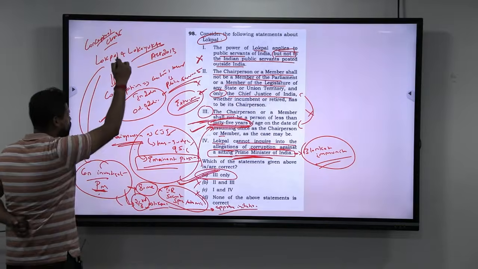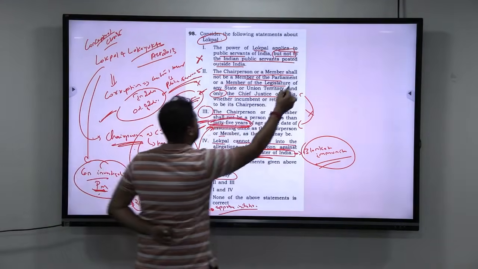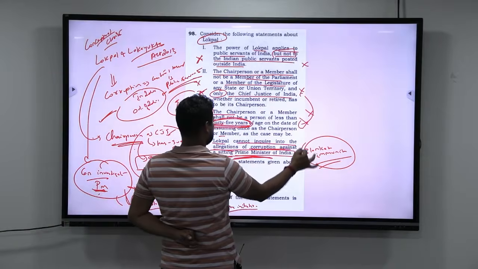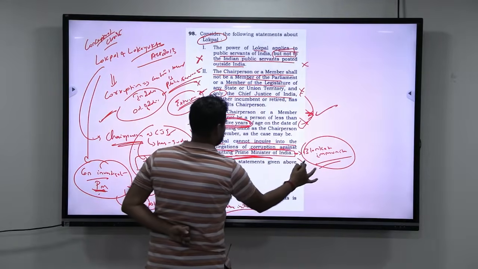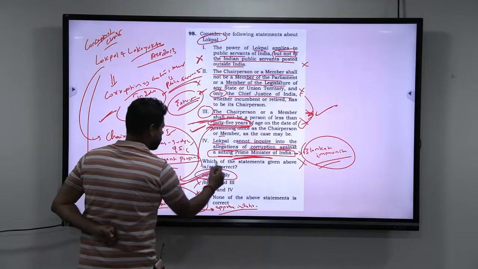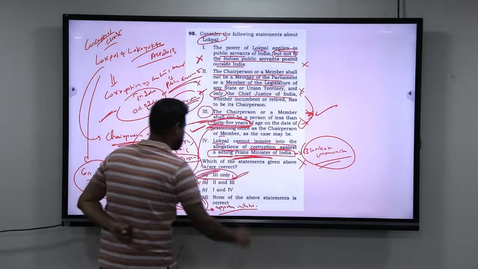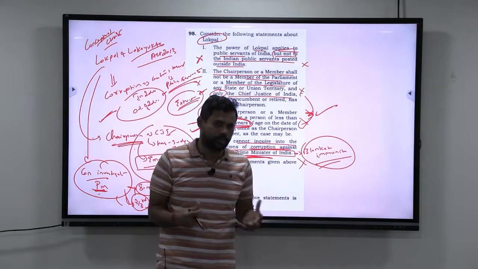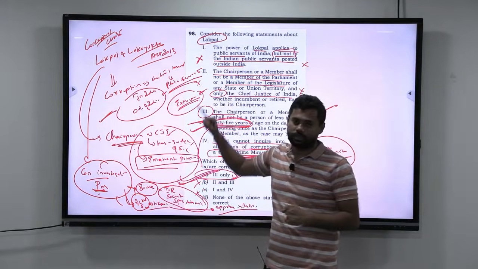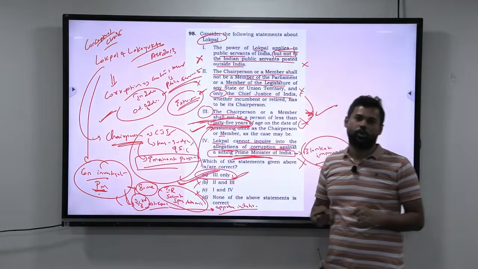Okay, so through conceptual clarity, I can deduce that this is wrong, this is wrong, this is wrong as well, sorry, the third statement is correct and the fourth statement is wrong. So with that, you understand which of the above statements are correct: 3 only is correct. So I have taught you how to use logic and also how to use conceptual clarity. The 98th question, the answer is A, 3 only.